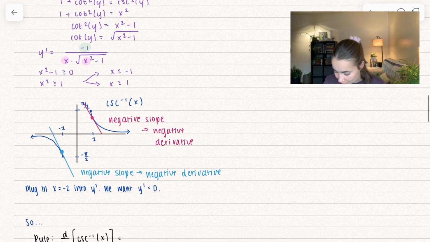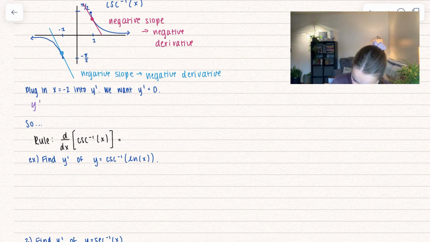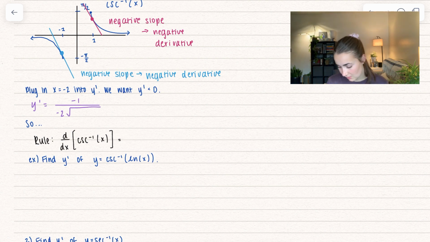So right here we plug in x equals -2 into y prime. And remember, we want that derivative to be negative. So when I do that, I get y prime is equal to -1 over x, which is -2, times the square root of (-2) squared, which is 4, minus 1. So here we have two negatives which end up canceling out. So we get 1 over 2 times the square root of 3.